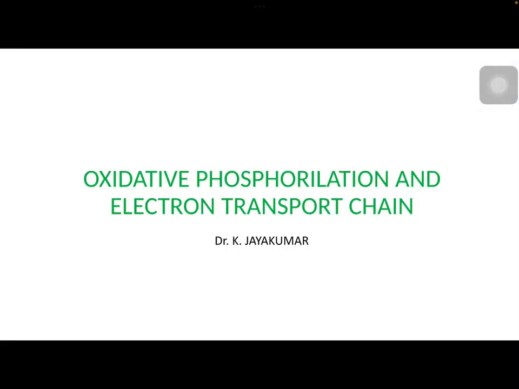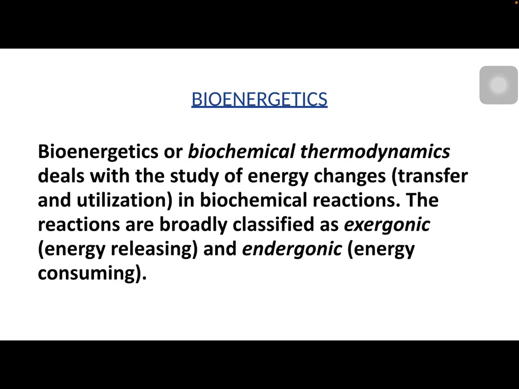Good morning everyone. Today we are going to be discussing oxidative phosphorylation and the electron transport chain. Oxidative phosphorylation is defined as the formation of ATP from ADP and inorganic phosphate coupled with the electron transport chain. Now we will discuss the fundamental information regarding oxidative phosphorylation.